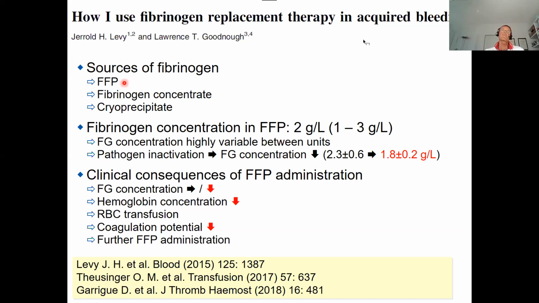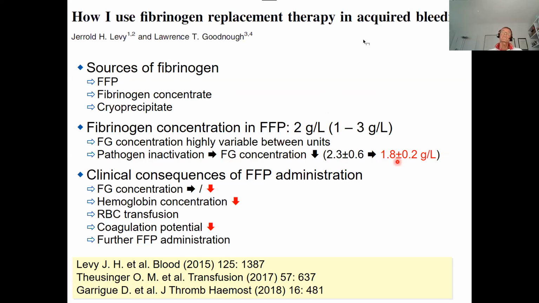Yes, of course, there is fibrinogen in the FFP, but there is fibrinogen concentrate or cryo with very high concentrations of fibrinogen. The fibrinogen concentration, according to this study by Jerry Levy, is about 2 grams, and it's highly variable. And in many countries, pathogen inactivation has been introduced in the last years, which decreases fibrinogen concentration from around 2 grams per liter down to less than 2 grams per liter. We have looked at this in Switzerland.